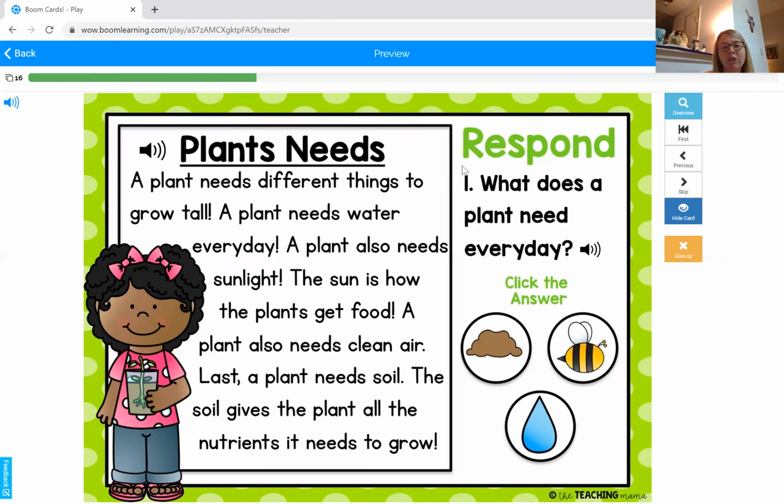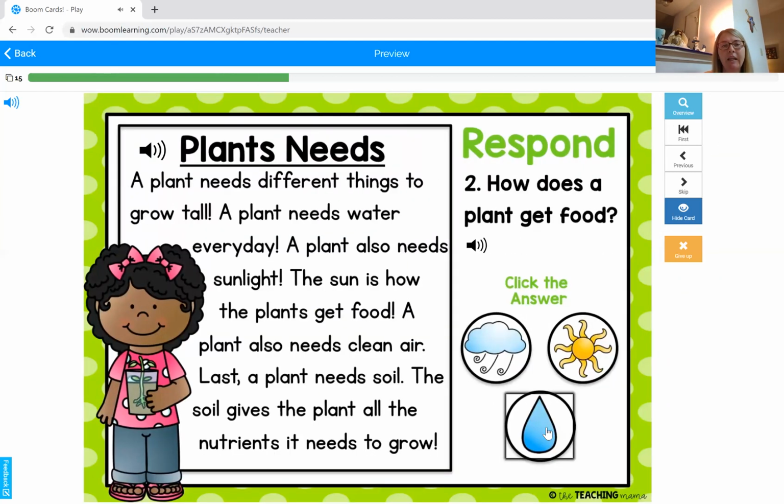Okay, so the first question is, what does a plant need every day? Does a plant need soil? Does a plant need a bee? Or does a plant need water every day? Now you think about that for a second. What is something that you need every day? We need this as well. We don't need soil, do we? We don't need bumblebees. So we must need water every day.